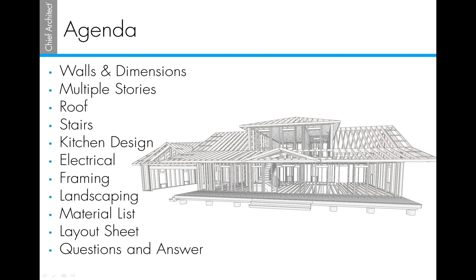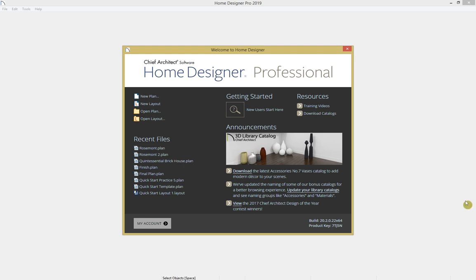Alright, so I'm going to go ahead and get into my Home Designer Professional 2019 software. And this is my startup options screen here. I have some getting started resources that'll redirect you to our website where you can find training videos and download additional library catalogs. We also have an announcements section here to keep you up to date on the latest offerings from Chief Architect. And then I could come up here and select New Plan to get started in a new design. But what I'm going to do is come down here and open up my Rosemont plan. That's what I'll be using today.